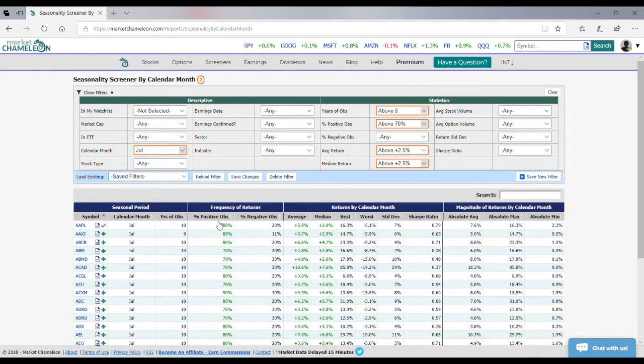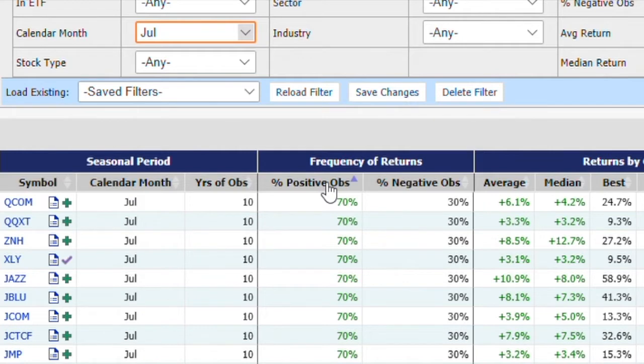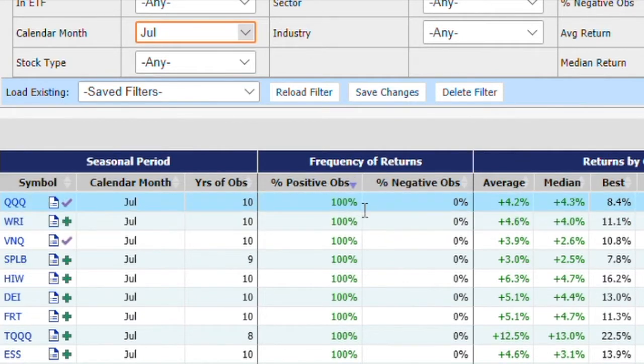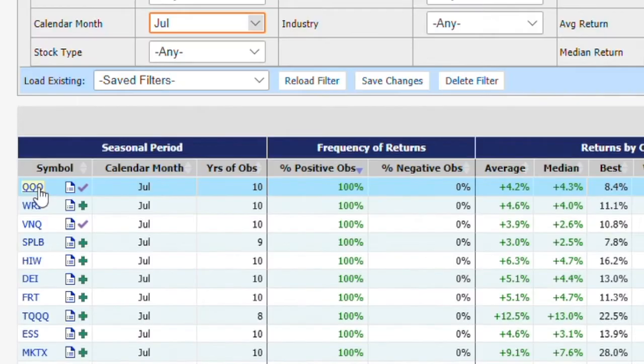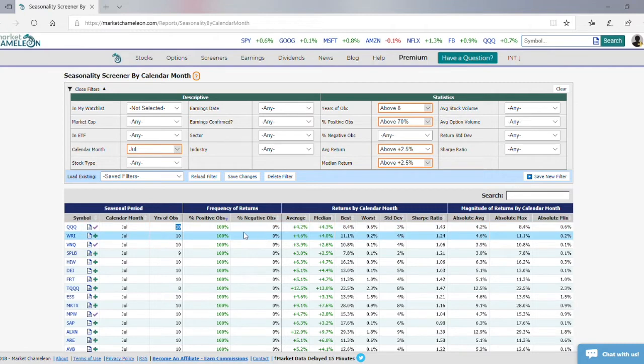Then I'm going to go ahead and sort this column over here. What this is doing is sorting by the highest win rate. Reading the results from left to right, the first symbol that popped up is QQQ. And we could see the calendar month here, July, 10 years. It's been positive all 10 years, 100% over here, no down years.